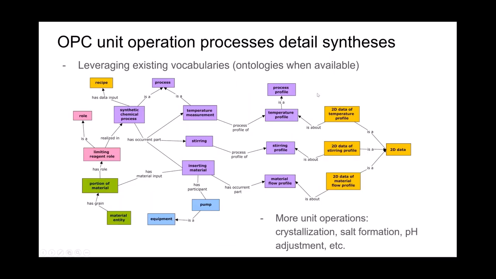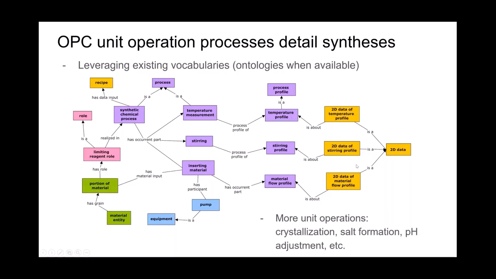And then what about unit operation? So this is a simple model here. So again, let's come from the synthetic chemical process. It has different occurrent parts, right? Like a temperature measurement, stirring, inserting material. And each of those will have different profiles, like a process profile.